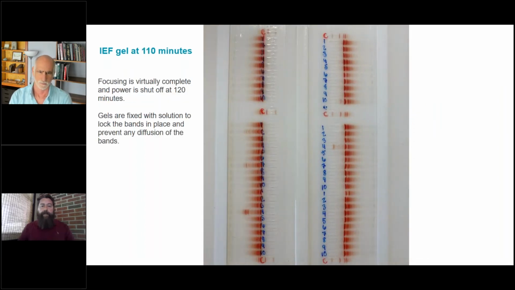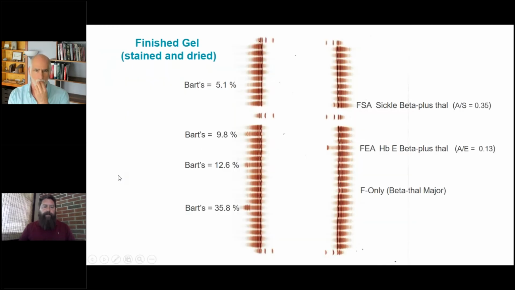After 110 minutes, focusing is virtually complete, and the power is shut off at 120 minutes. And then the gels are fixed with solution to lock the bands in place so they don't diffuse back out. And so everything is nicely focused and ready to be stained and dried. So that's the last step.